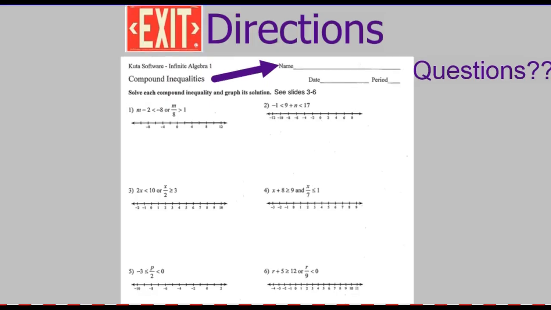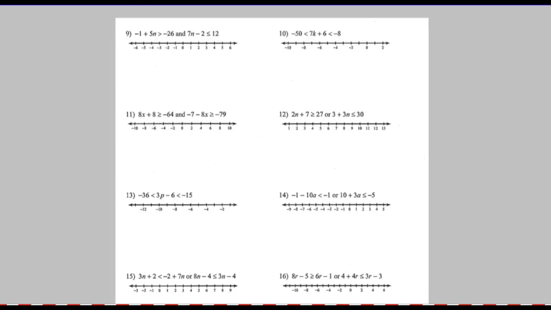Your homework is to work on this worksheet. It is two-sided, but I only want you to do the odds.